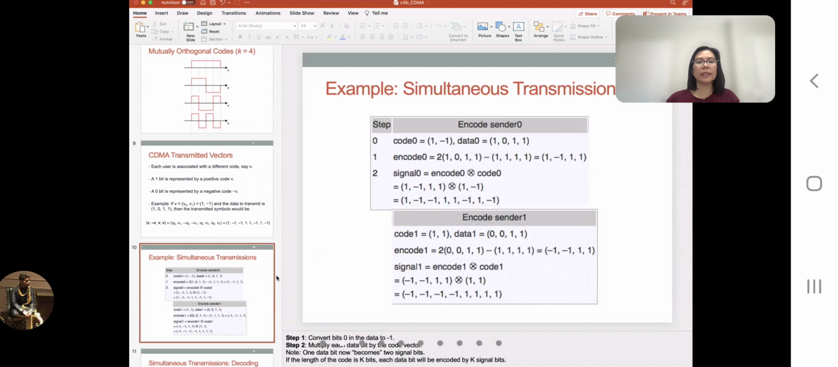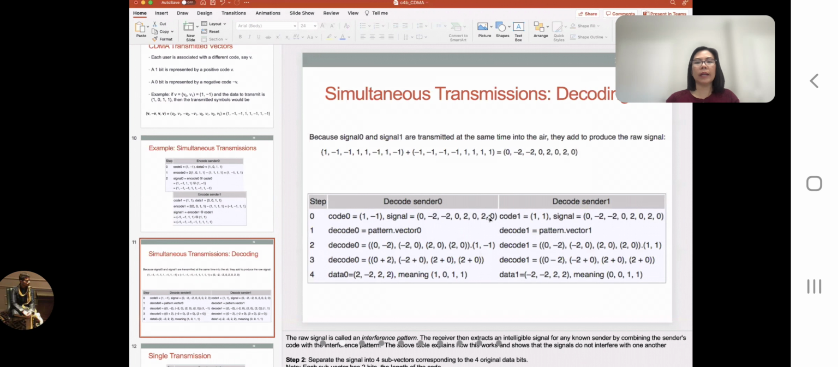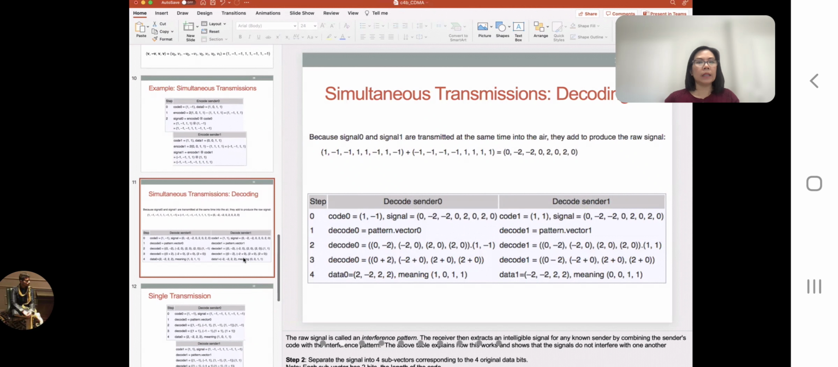And we can see from this example here, this is the encoding, and this is decoding, all right? And they can get back the original signal. The receiver can get back the original signal. Okay, any more questions about CDMA?